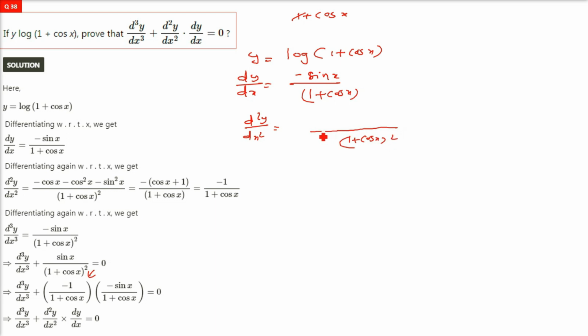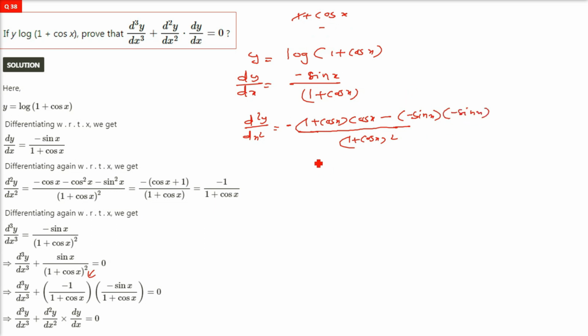1 plus cos x whole square. Then we have 1 plus cos x here. Differentiation of minus sin x will be minus sin x differentiates to cos x, so it will be minus cos x. Now subtraction. Now minus sin x will be like this only. Differentiation of 1 plus cos x is going to be: 1 will be 0, cos x will be minus sin x. So it will be negative sin x again.